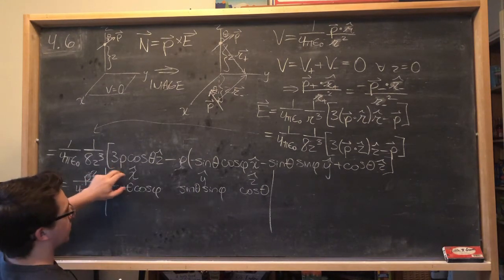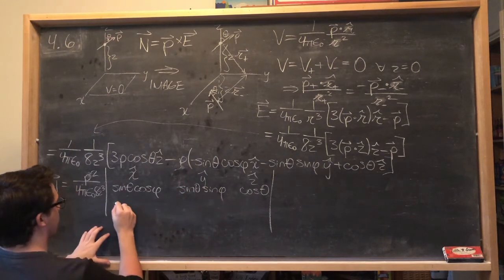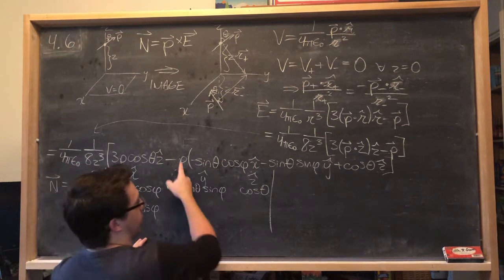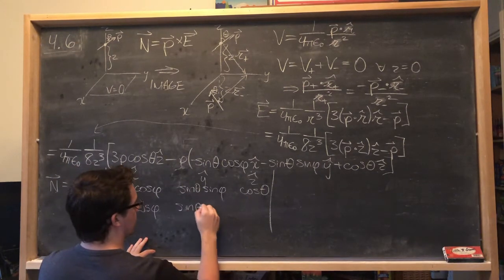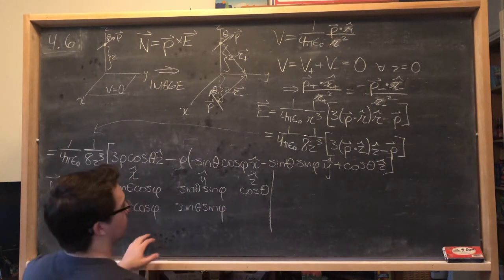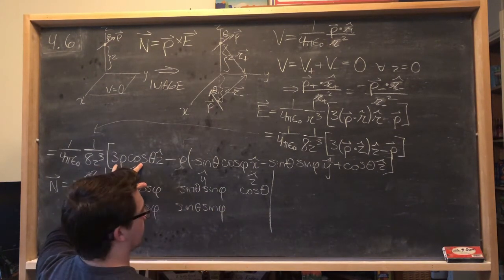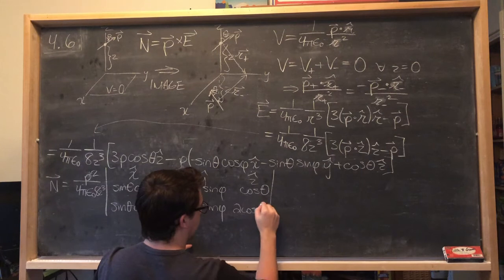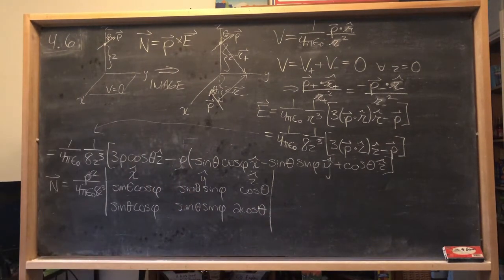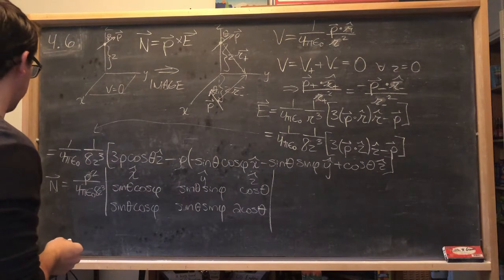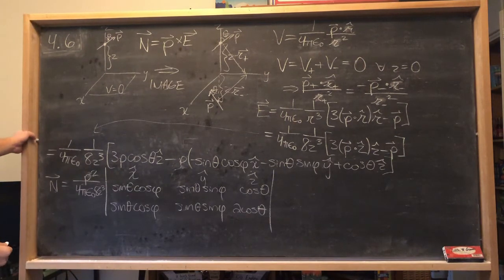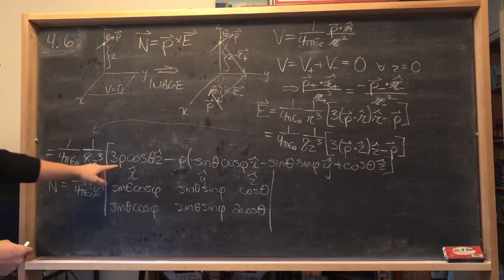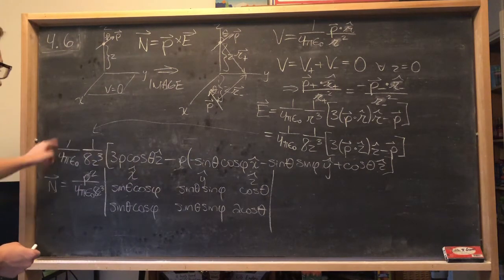P squared. So first off, the negatives are obviously going to cancel out. Sine theta cosine phi, again, cancel out. Sine theta sine phi, these do not cancel out, so it's going to be 3 cosine theta minus cosine theta for z hat, and so that's 2 cosine theta. And this should be, right here, our torque. Let me just double check that. Take the P out. Okay, yeah.